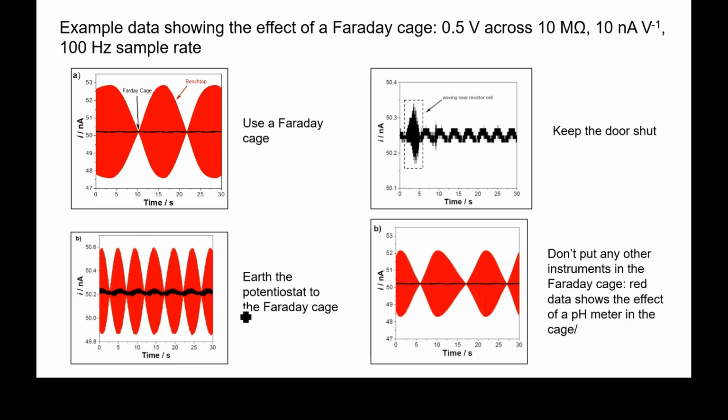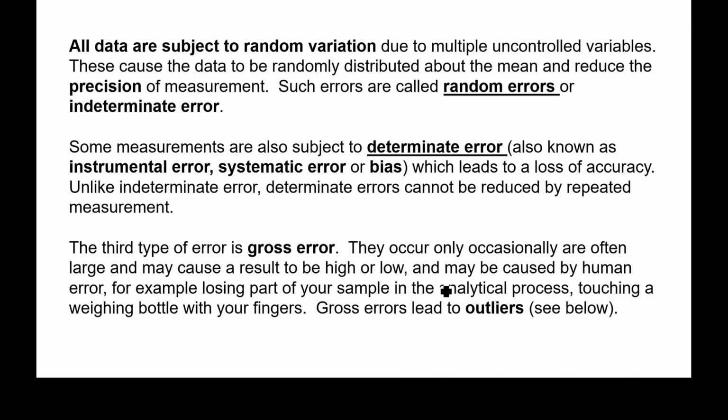When you ground the potentiostat to the Faraday cage rather than to the mains, you get the black signal on the bottom left rather than the red signal. And if you introduce another instrument into the Faraday cage, such as a pH meter, you see the red signal in the bottom right curve here compared with the black signal in the absence of the pH meter in the cage. So these are all top practical tips about how to get the best out of your instrumentation. And there's now all these and more in the supplementary information and the main text of our PCCP potentiostat review.